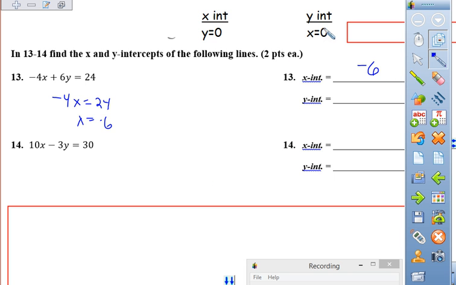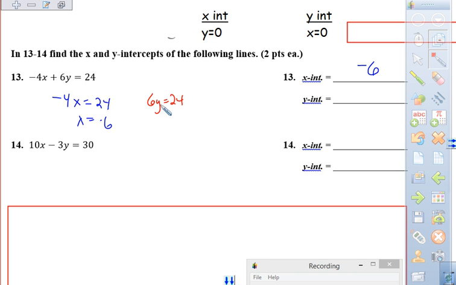Then to do our y-intercept, we're going to plug in 0 for x. So negative 4 times 0 is 0. So this is nothing. So we get 6y equals 24. So 6 times what number is 24? 4. So our y-intercept is 4.